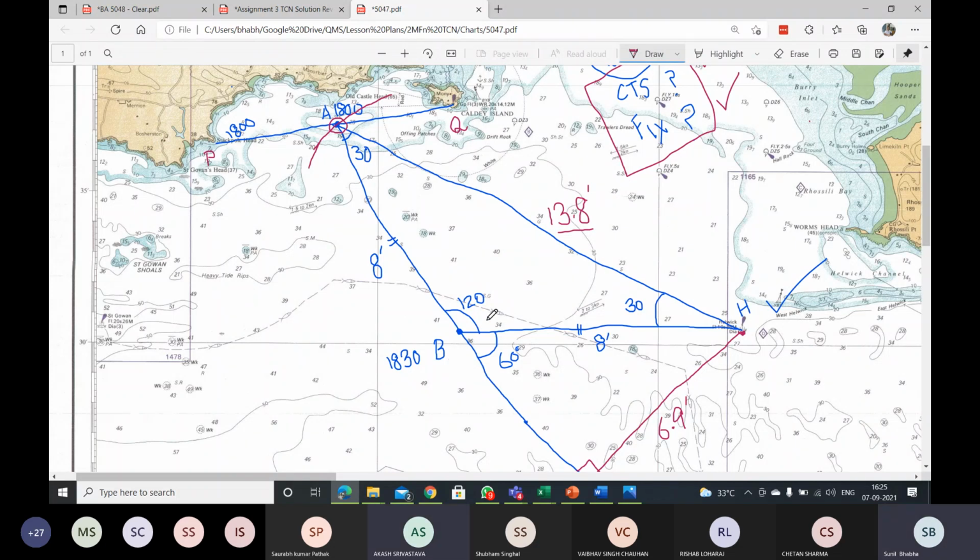ओके, थैंक यू. So no trigonometry, only an addition of 30 degrees to get the CTS. Okay beta, clear? Yes sir. Clear, sir. Okay, very good.